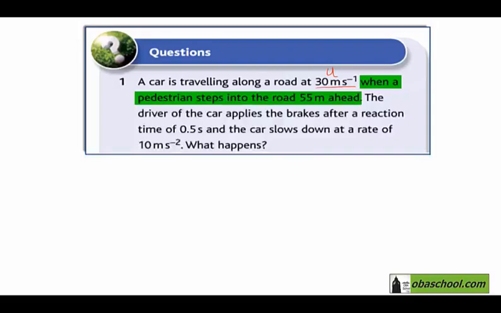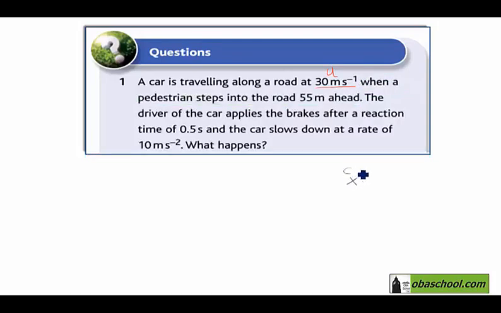When a pedestrian steps into the road 55 meters ahead. So we have the car here and a pedestrian passing. Between the car and the person there is 55 meters.